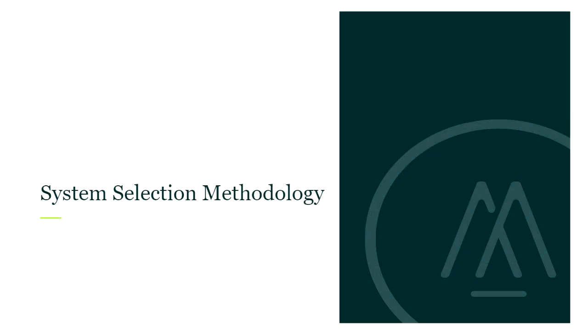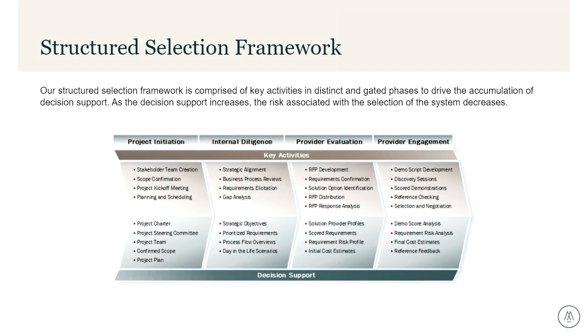So I wanted to review the system selection methodology that's employed by Moss Adams. We use a structured framework that consists of 4 phases, and these 4 phases are gated. You don't go from one phase to another one until you have the decision support that you need from the phase that you're currently in. And it's relatively simple. It consists of project initiation, internal diligence, provider evaluation, and provider engagement.